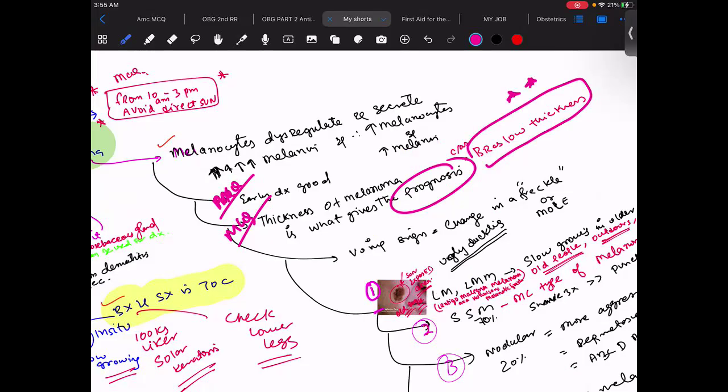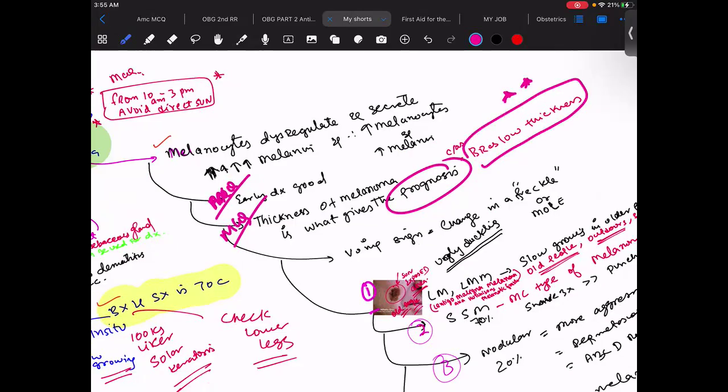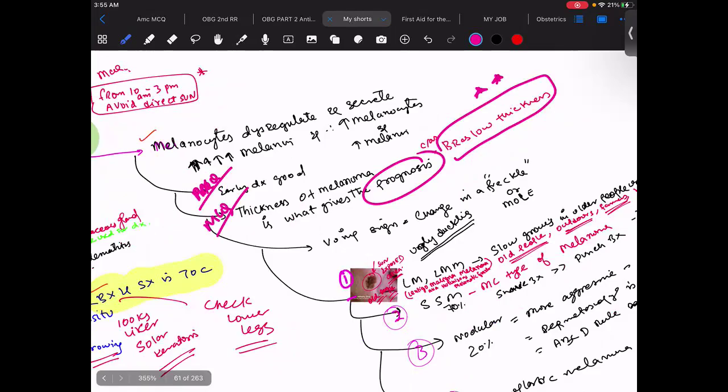Please remember this about the melanoma. Prognosis is given by the thickness of the melanoma, that is what we call Breslow's thickness. The more the thickness, that means it has invaded deep structures also. Okay, it has gone deep, that means the prognosis will be worse. The more superficial it is, the better the prognosis.